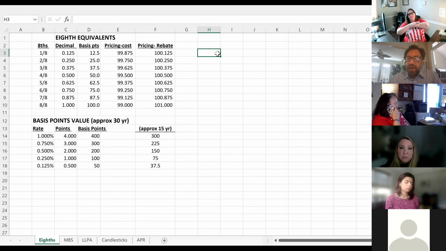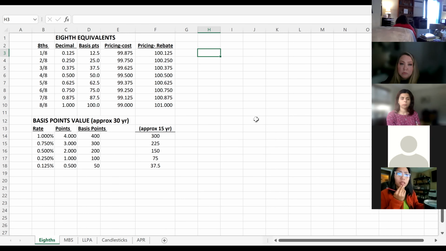So if I say the market's gotten better, it's now 100.125, you know exactly everything that's going on. There's no confusion. I know this is dry, but this is stuff that you just gotta know like the back of your hand. Does anybody have any questions about that?